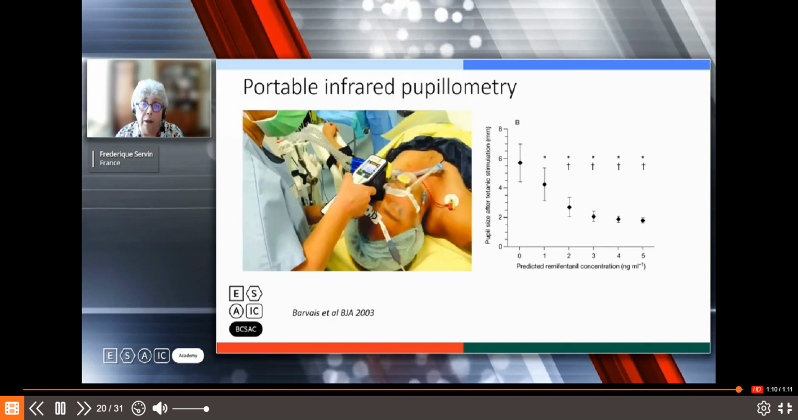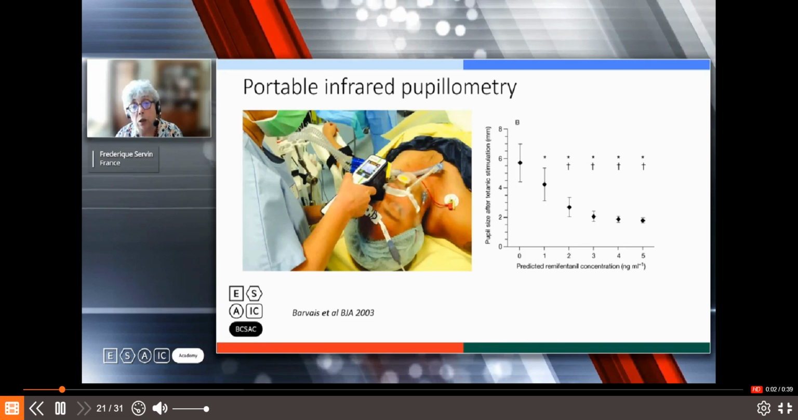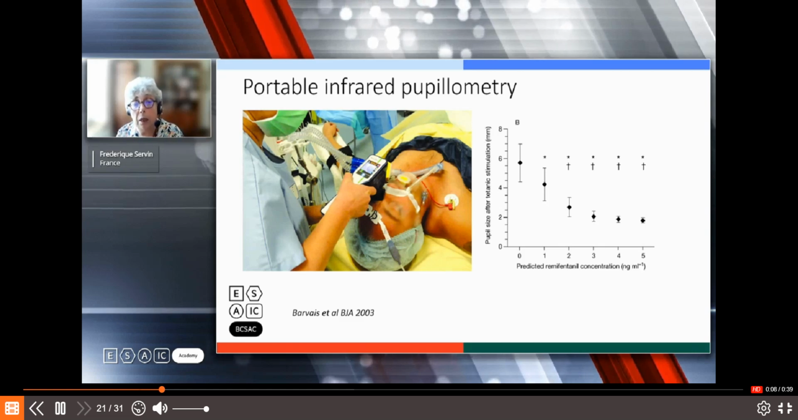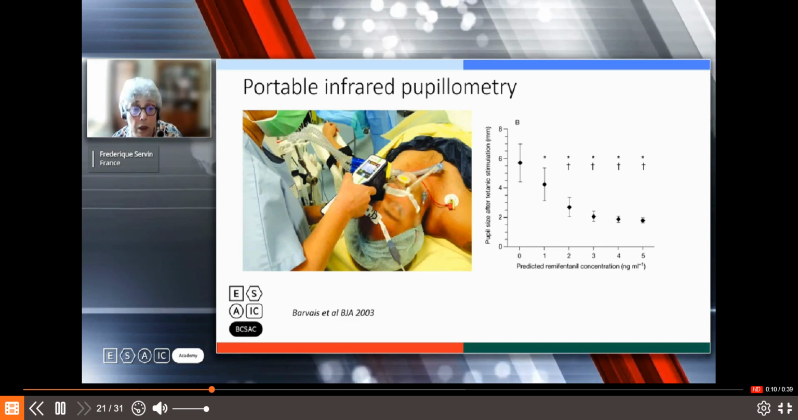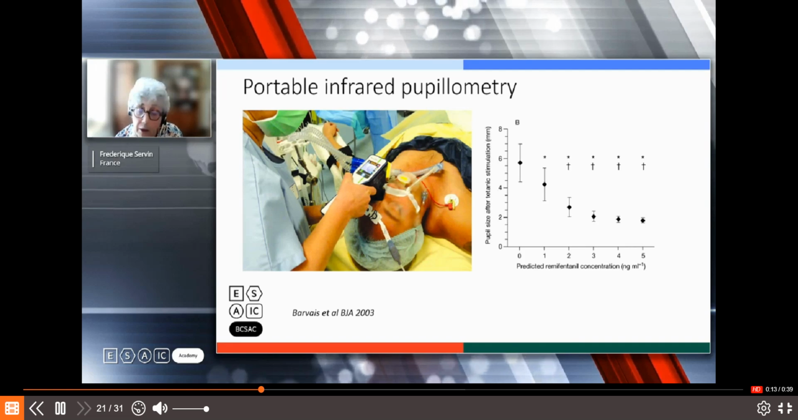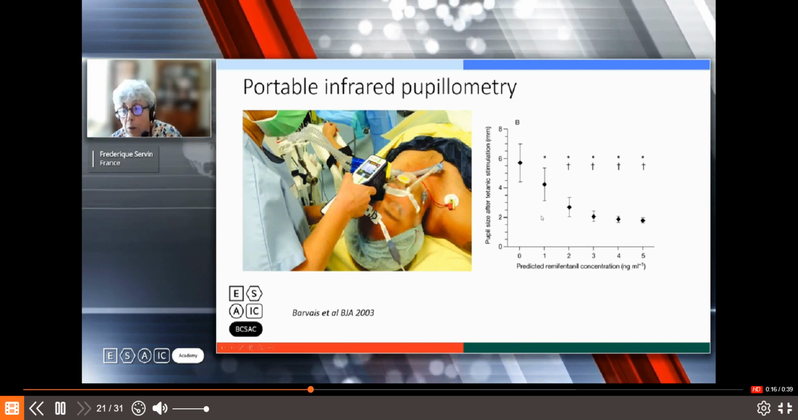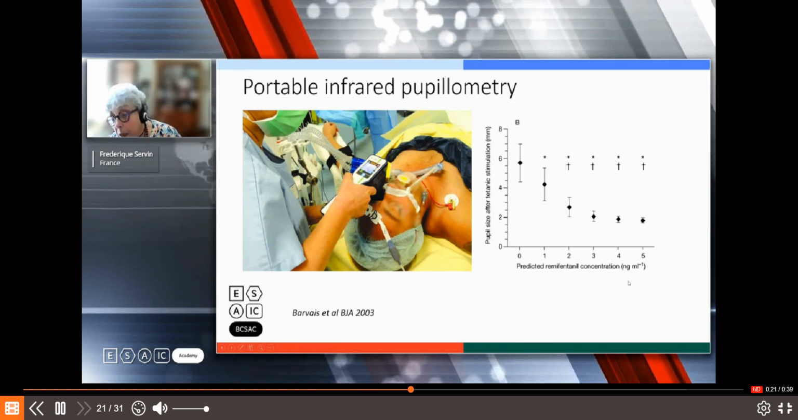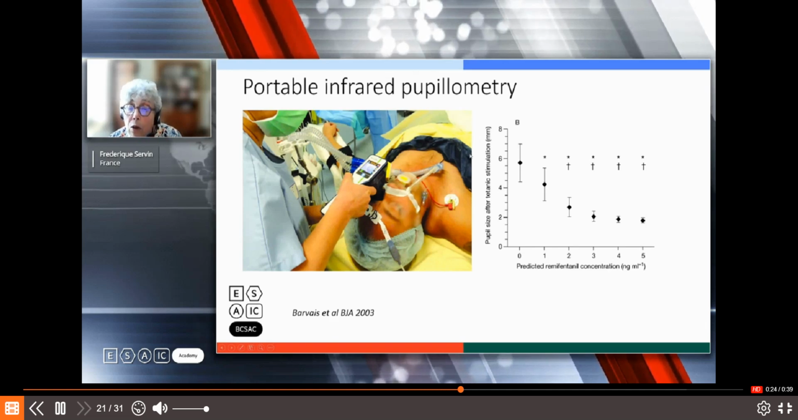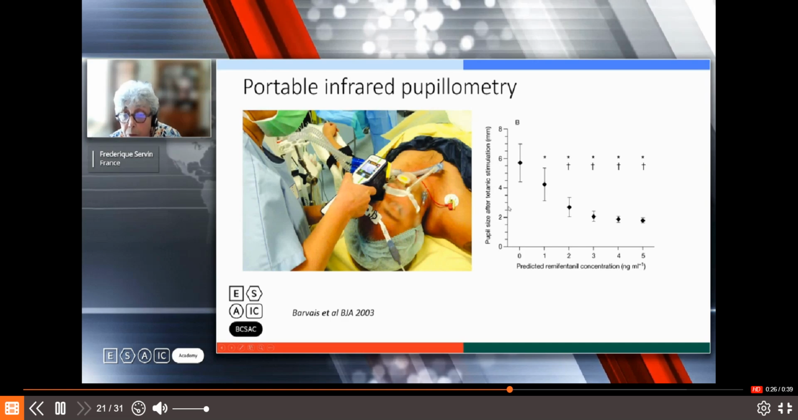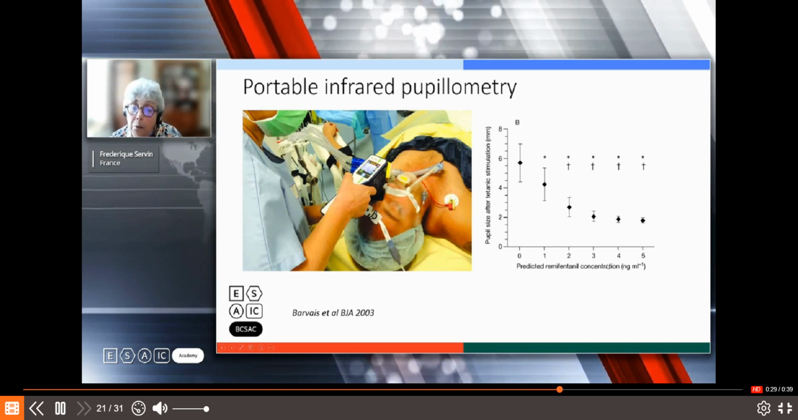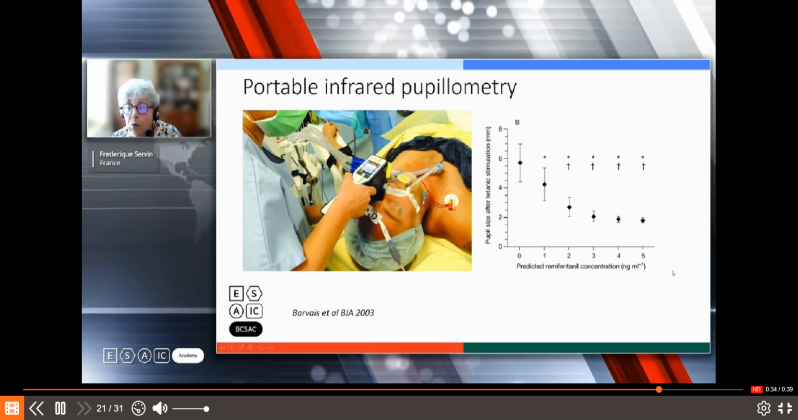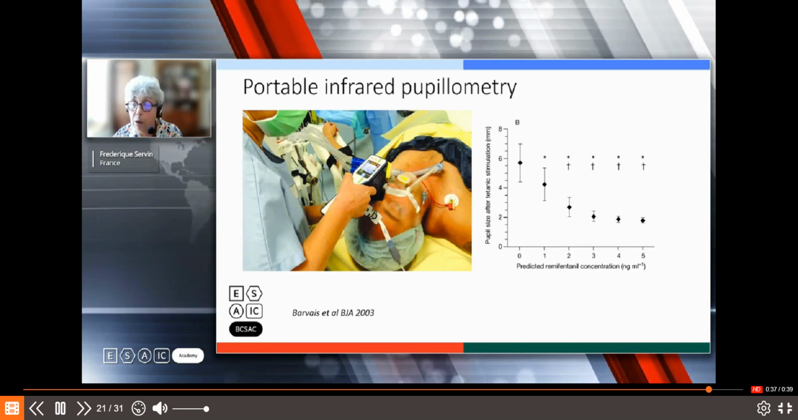nociceptive-antinociceptive balance. Another clinical measure of this balance is the infrared pupillometry, like this photo taken from Luc Barvais' study in 2003. And you see here that with increasing predicted remifentanil concentration, you have a reduction in pupil size, which can be correlated to the concentration. Of course, it is true mainly for low opioid concentration.